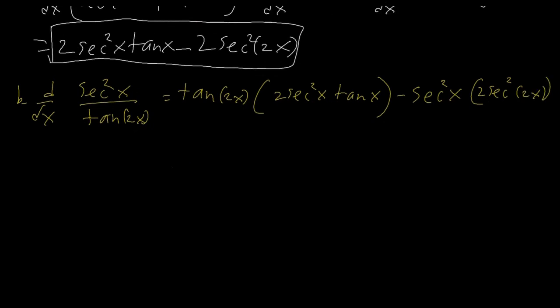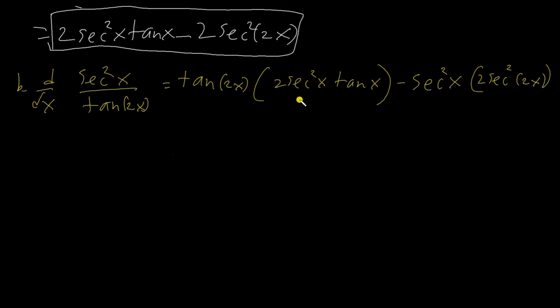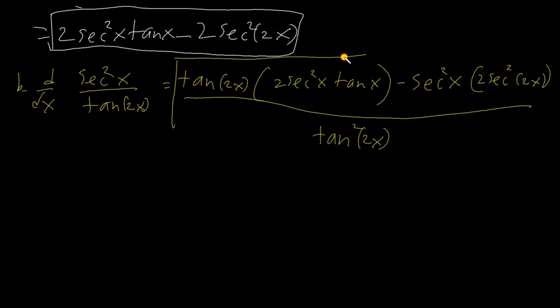And remember, what we just did is the quotient rule. Bottom times the derivative of the top minus the top times the derivative of the bottom. Now it's all going to be over the bottom squared. The bottom is tangent of 2x, so this is all going to be over tangent of 2x squared. And that is our answer for part B.